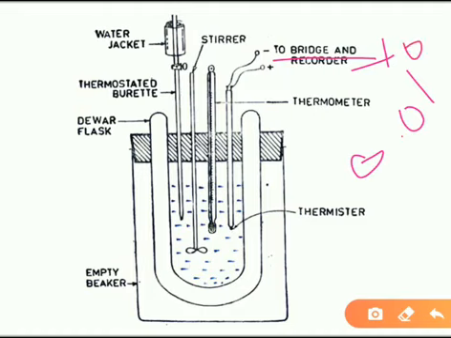So the titrant should be 10 to 100 times more concentrated than the solution in the Dewar flask, so that the titration can be done by the addition of a small quantity of the titrant. This concentration allows us to use a small quantity of titrant.